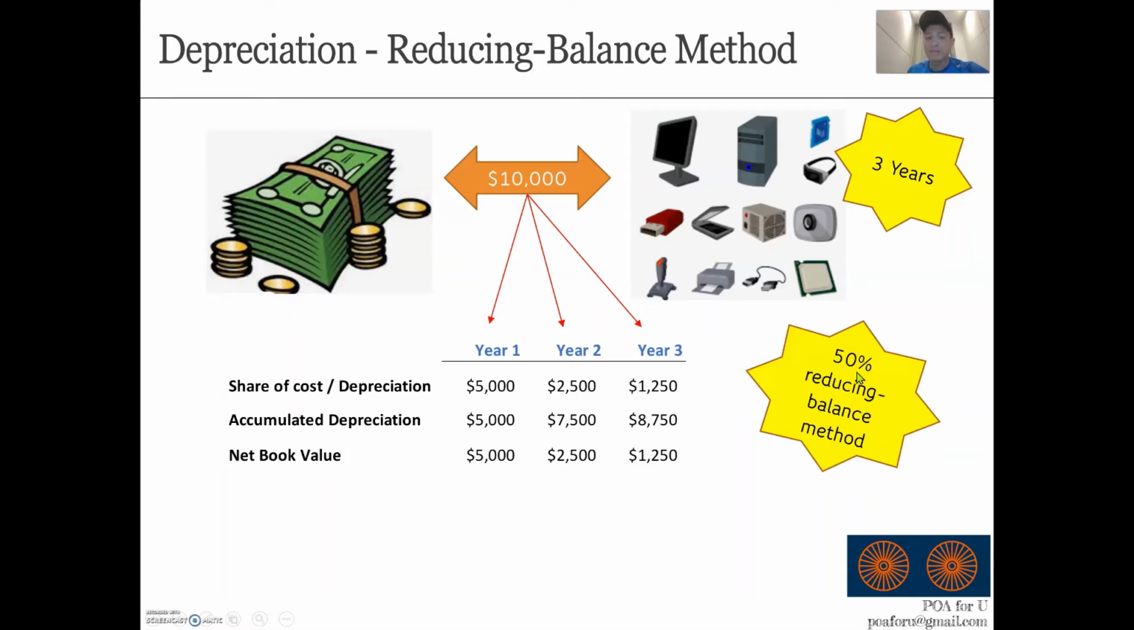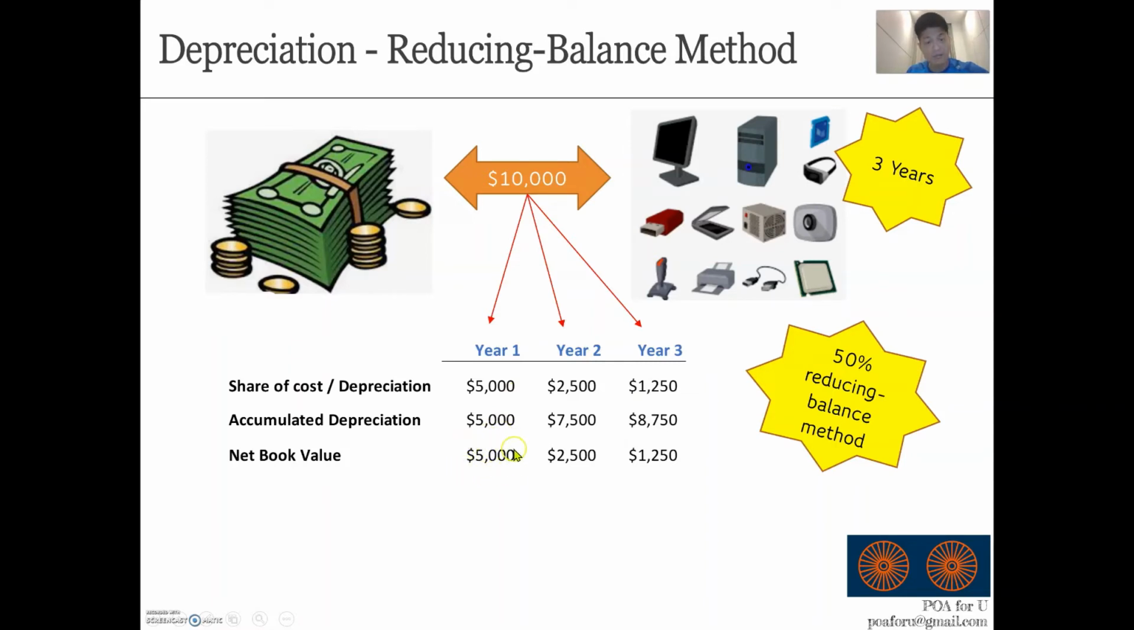50% will be multiplied by the net book value of the asset. In the first year, the net book value of the asset is equal to the cost because there's no depreciation before that. So cost minus 0 depreciation equals the net book value, which is equal to the cost. So it's 50% times 10,000, which is 5,000. Then in the second year, the net book value would be 10,000 minus 5,000, which is 5,000. That's the net book value.